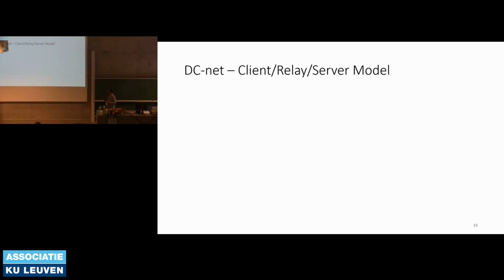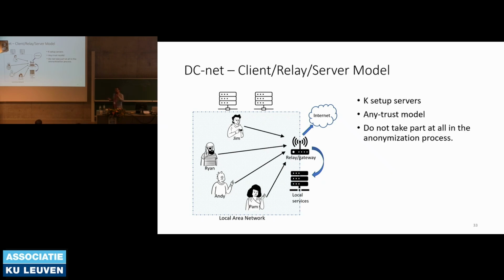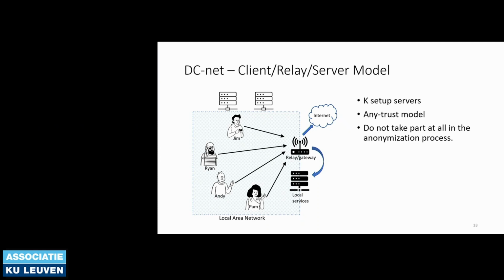I am going to explain what DC nets are, but you have to bear with me for a few minutes. I'm not going to explain the DC nets that were proposed in the 1980s, but the latest version that I know of. So we have Jim, Pam, Ryan, and Andy, and we have some setup servers that are external to the system. Now I mentioned that we don't want to use external servers, but these setup servers only help in the setup and don't take part in the actual protocol. At least one of them should be honest. Even these are logical servers; even the clients can actually act as those servers.